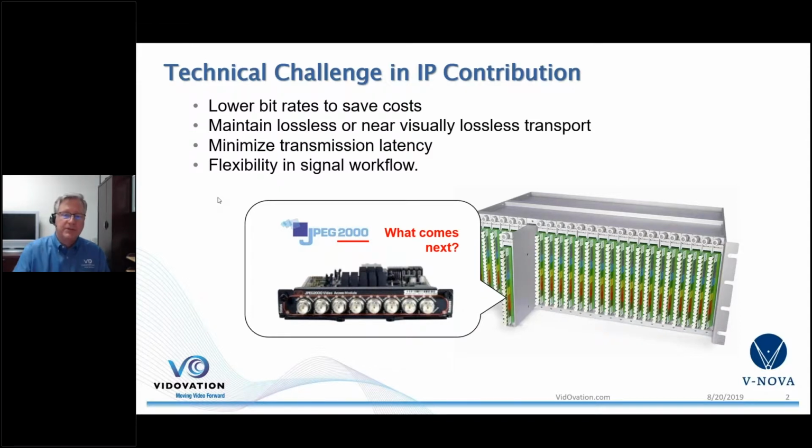So the challenge is to lower the bit rate. We all want, in an ideal world, to have compression where we can't see any of the artifacts. Similar to JPEG 2000, a Perseus codec has minimal losses or near visually lossless transport, which is ideal.